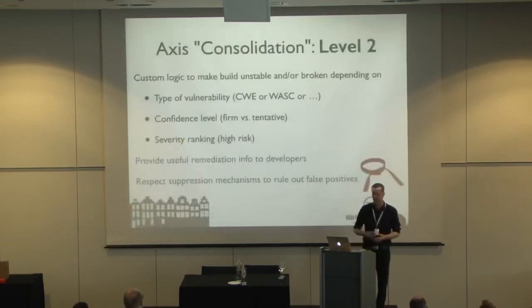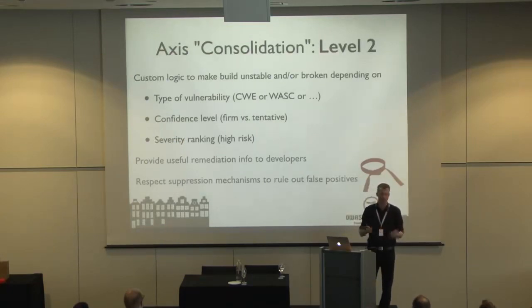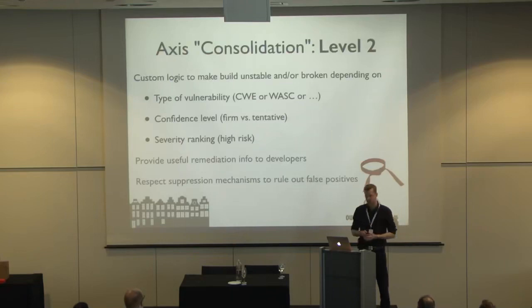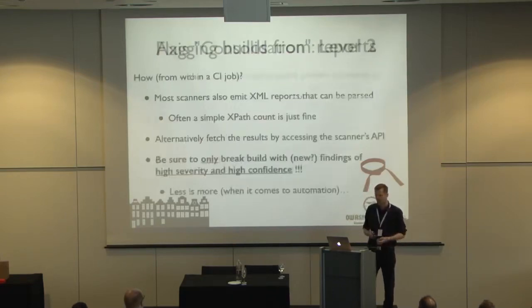But sooner or later you will discover that you need to achieve the next part, which is the orange one, to have a custom logic to make the build unstable or broken on certain findings. Otherwise, if no one reads the report, you don't have any benefit from that. So for achieving that level, you need to filter the type of vulnerability, the severity, and obviously also the confidence level, and to break the build or make it unstable if there's any match.